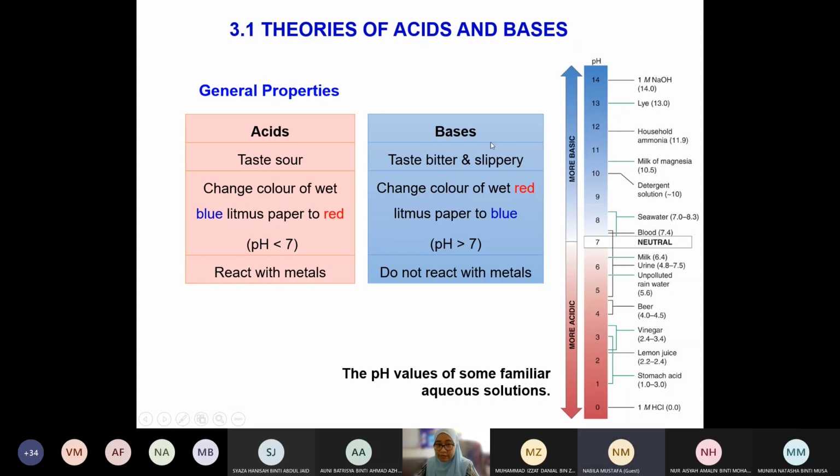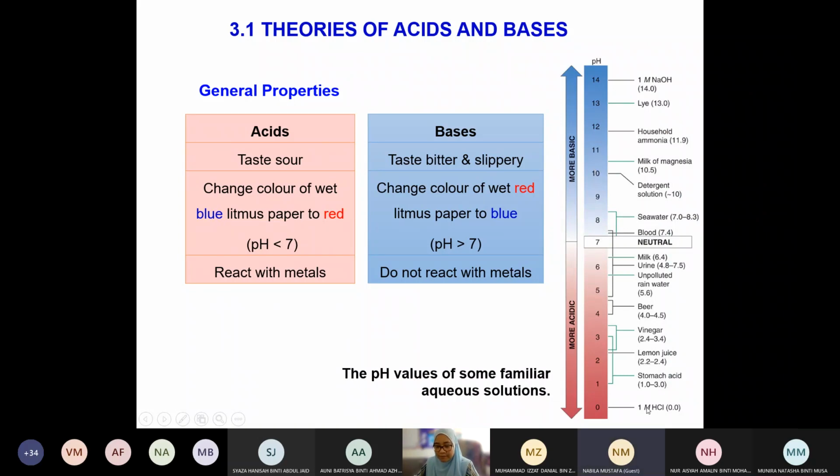On the other hand, bases taste bitter and slippery. Okay, they change the color of wet red litmus paper to blue, and the pH is more than 7. Do not react with metal. Okay, bases do not react with metal, but acids do react with metal. Okay, alright. So these are the pH of some familiar aqueous solutions that we may use in our daily life.